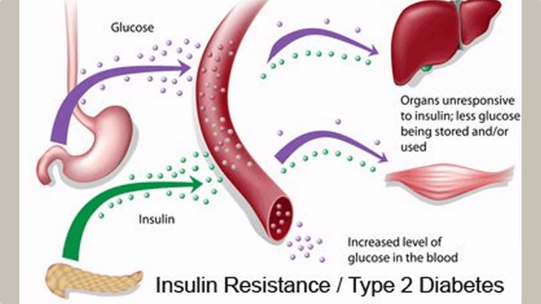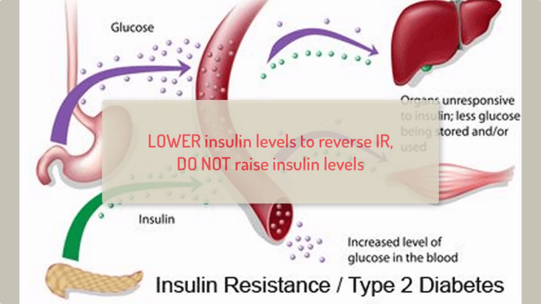So the answer then should be obvious, right? To reverse T2D, to reverse obesity, we must reverse insulin resistance. To do that, we must lower, not raise, insulin levels. But one might ask the question, well, if just giving someone injections of insulin can cause IR, then why aren't we all afflicted with it?